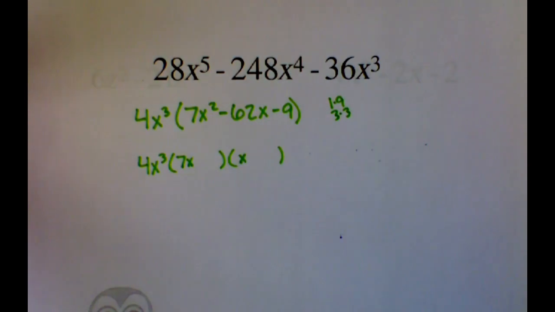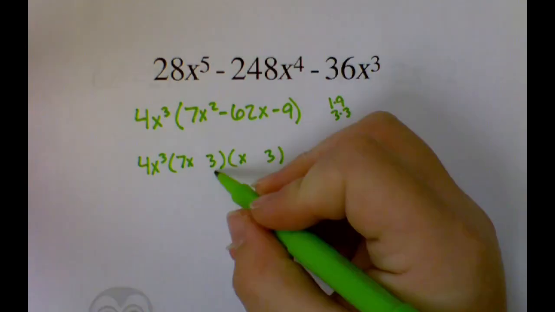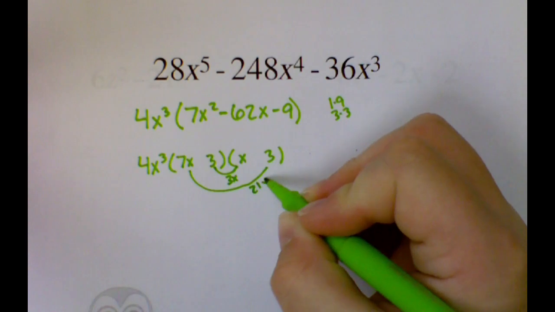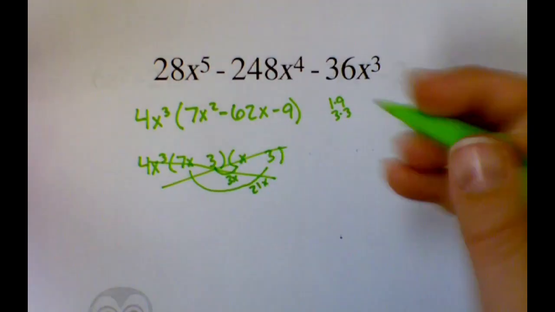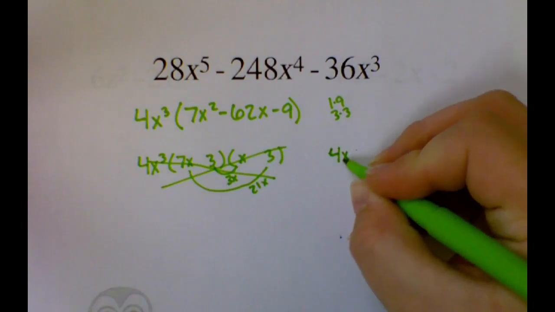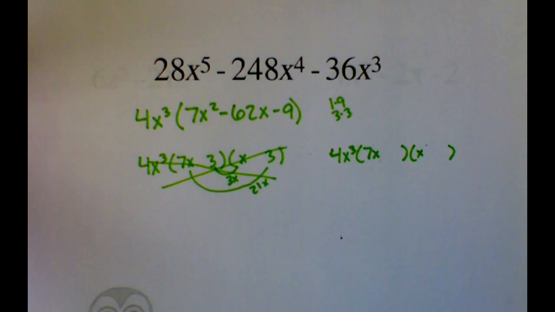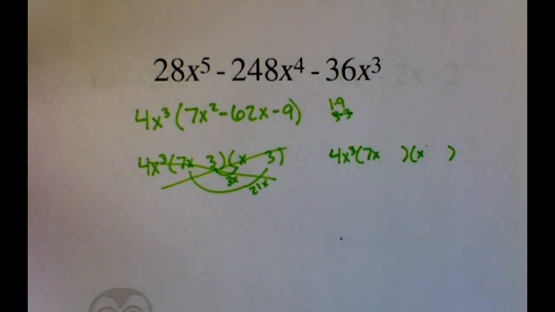So I choose what I think is most likely. I'm going to try 3 and 3. Inside makes 3x. Outside makes 21x. There's no way for me to make that a 62. That's not right. So back to this. Well, I can't flip-flop the 3 and the 3, so it's not 3 and 3. It must be 1 and 9.